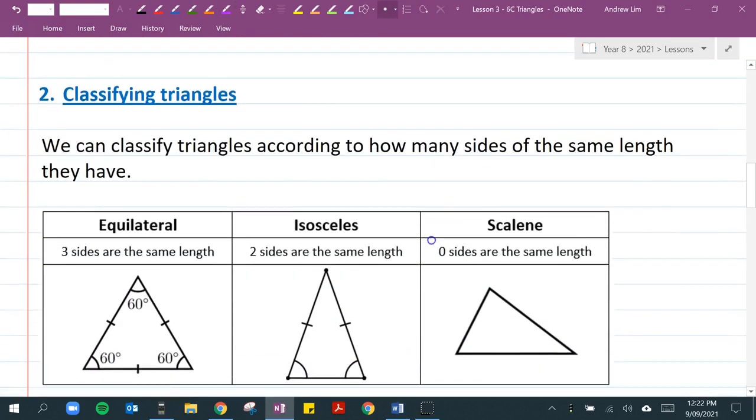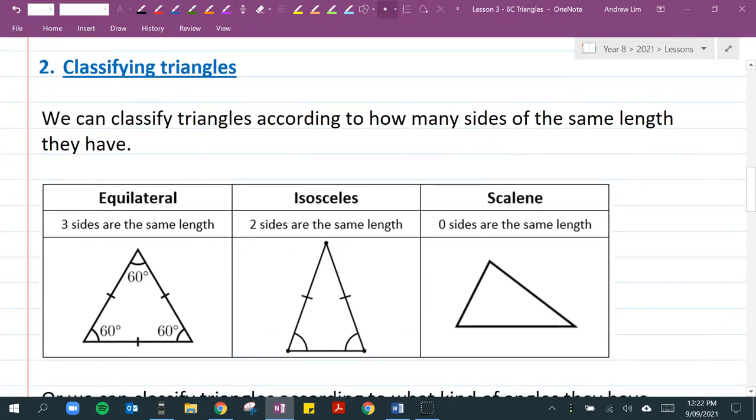Okay, let's have a look at part 2 of this lesson, which is classifying triangles. We can classify triangles according to how many sides are the same length they have. So an equilateral triangle will have 3 sides of the same length. And we can see that here, indicated by the markings. Every side has only one line going through it, so we know they are all the same length. Equilateral triangles will also have equal angles inside. They are all 60 degrees.